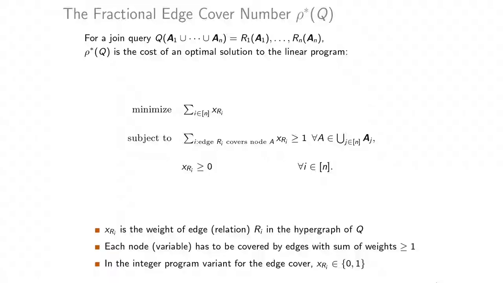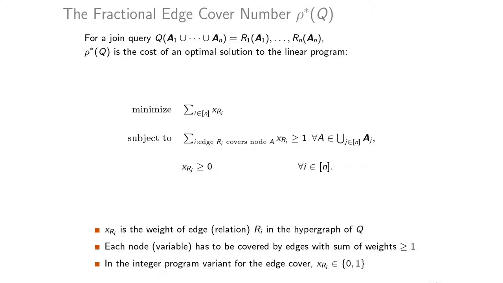Yeah? So this is the linear program we do now. So we have our query, general query, with R1 to Rn hyperedges or relations, right? The variables are A1 to An, the union of all the sets. And this rho star is the cost of an optimal solution to this linear program. So what we want to do, for every hyperedge we want to associate a weight, x of the relation name. This weight must be positive. And we want to minimize the sum of all the weights of our hyperedges. Yeah? Ideally, we would like to set some of the weights to zero, if it works out, right?